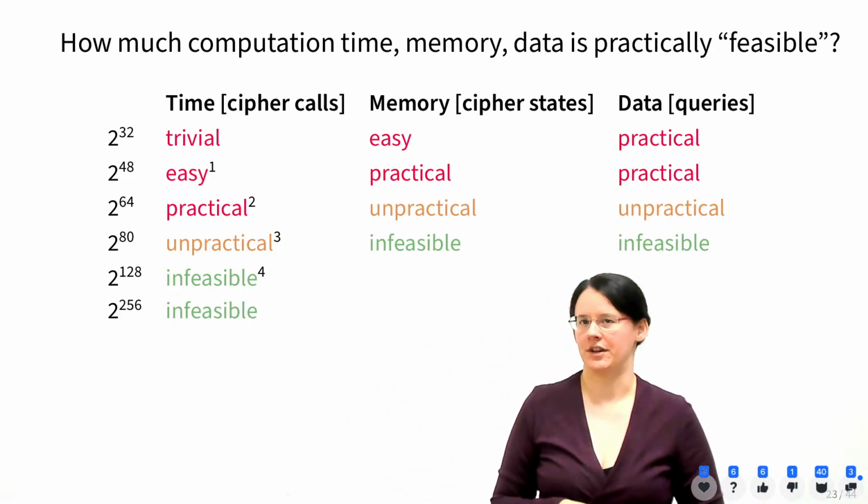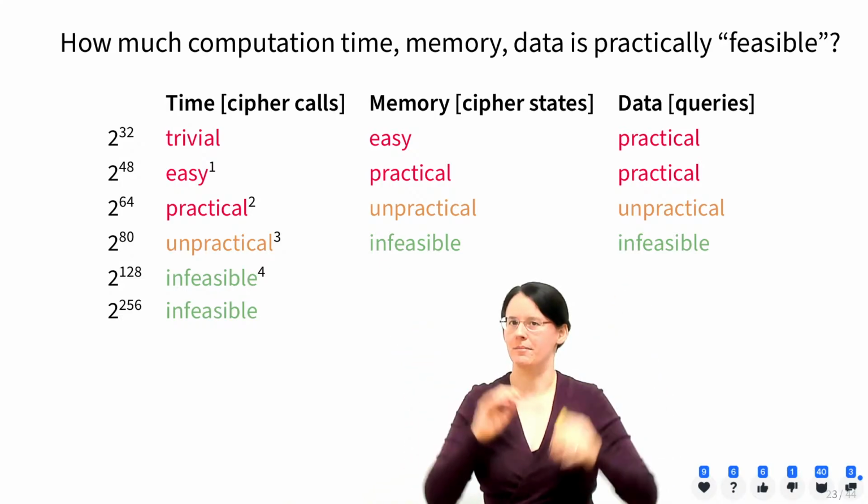Data is even harder to judge. So what do I mean by data, and how is it different from memory?